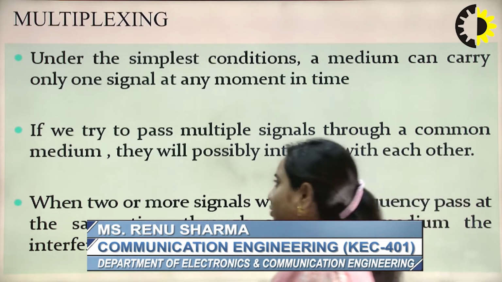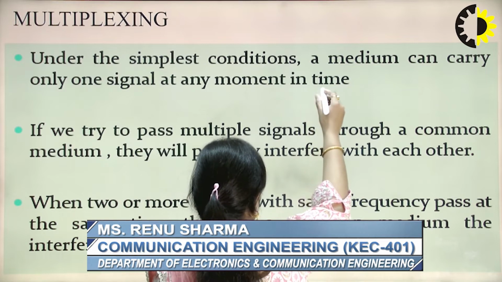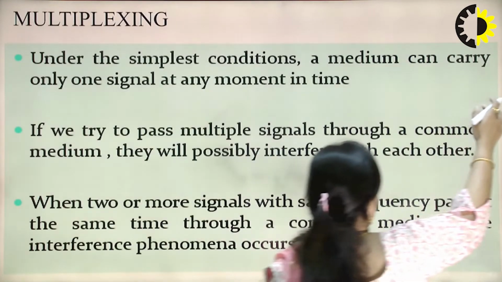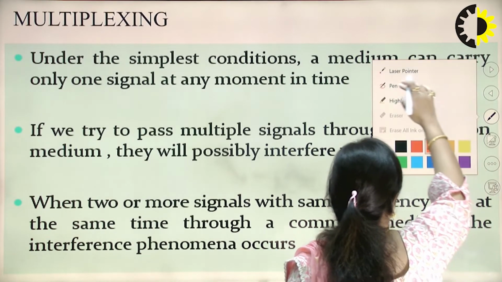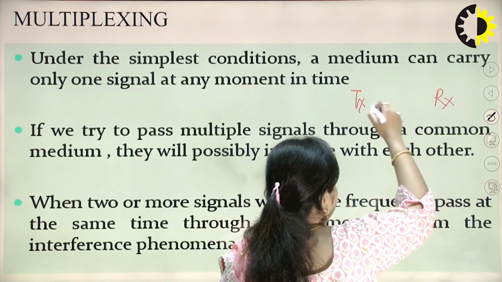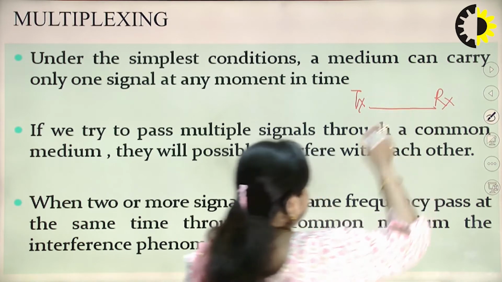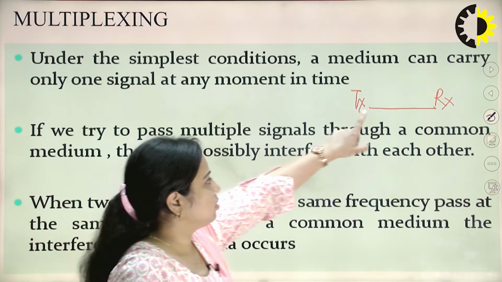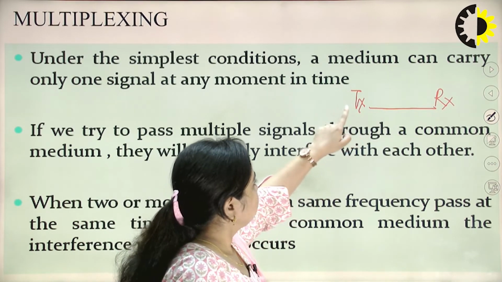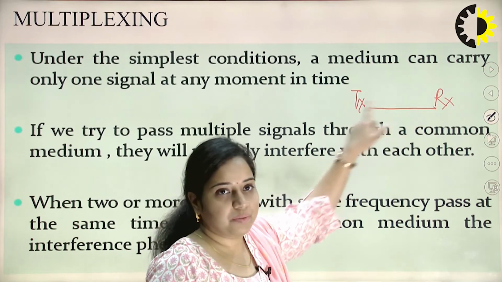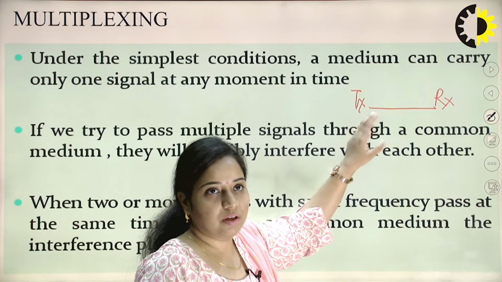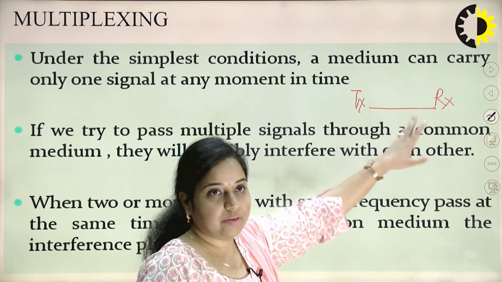Basically, whenever we set up any connection between the transmitter and receiver, let's say this is one transmitter, one receiver, and a channel is being set up. Generally, in the simplest manner, this channel will only connect one transmitter and one receiver, that is known as point to point communication, which means that only one user can transmit the information.